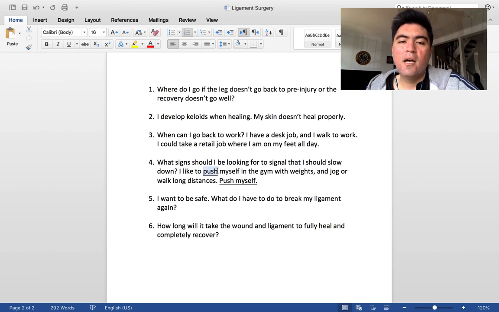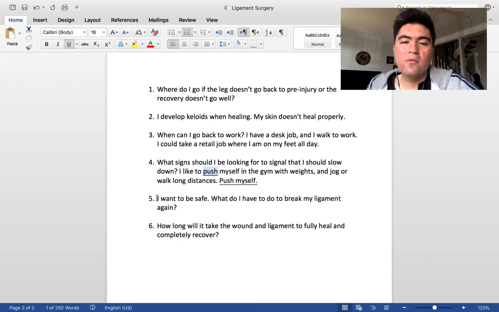This one, is it okay for me to push myself? I really like to push myself. And that's not why I had the injury. I had the injury because I was being very careless with my life at that time, at that period. But I like to push myself, so I want to be safe. I don't want to continue pushing myself, because I will not be in a normal condition.